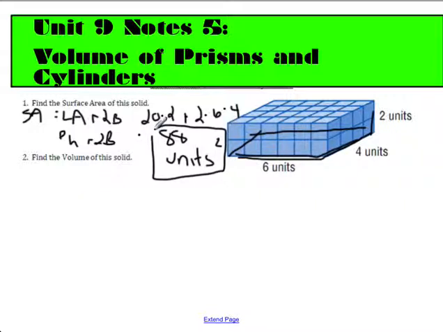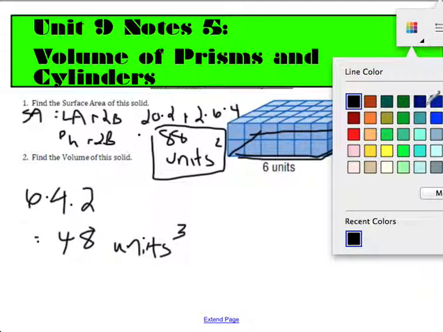Then for number 2, it asks us to find the volume. Remember, way back probably in elementary school or middle school, you learned that the volume of a solid is base times height. So we need to take the area of the base, which is 6 times 4, and multiply it by the height, which is 2. You multiply all of those together and you get 48 units, and then volume is cubed. Just as area is squared, volume is cubed.